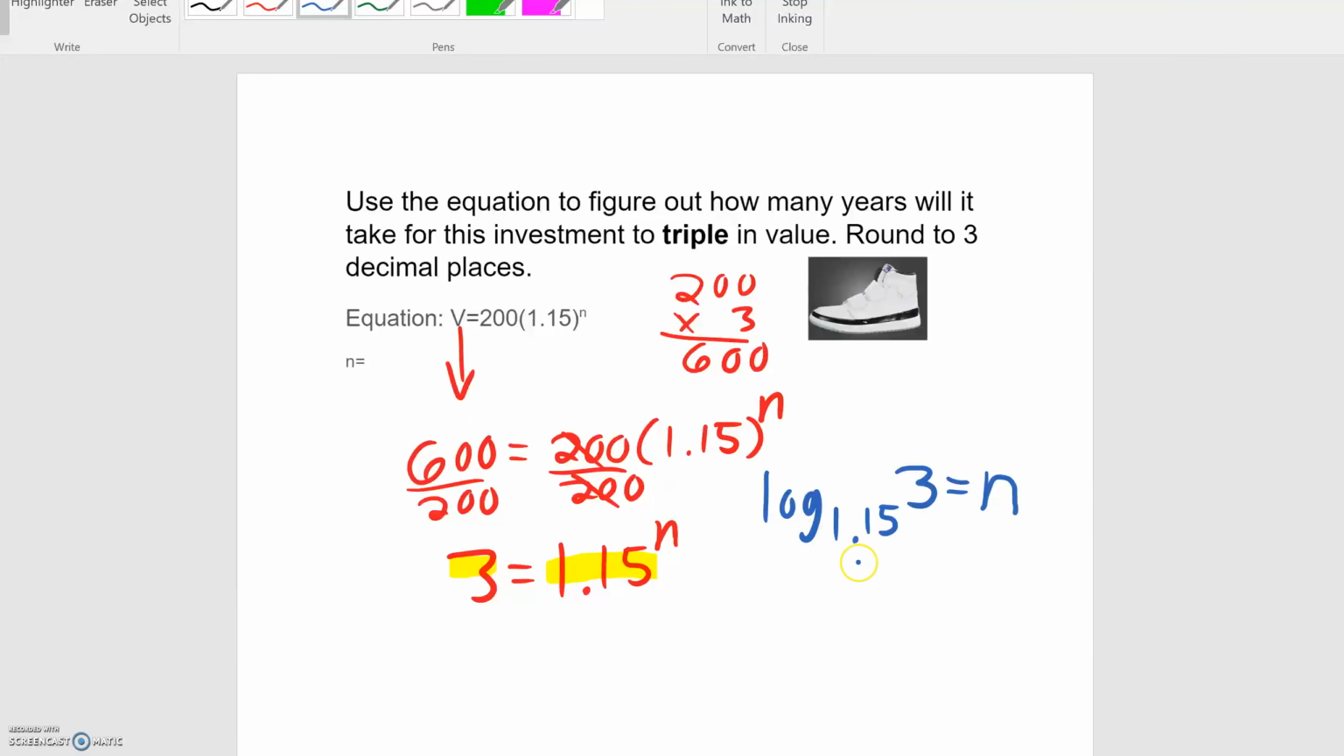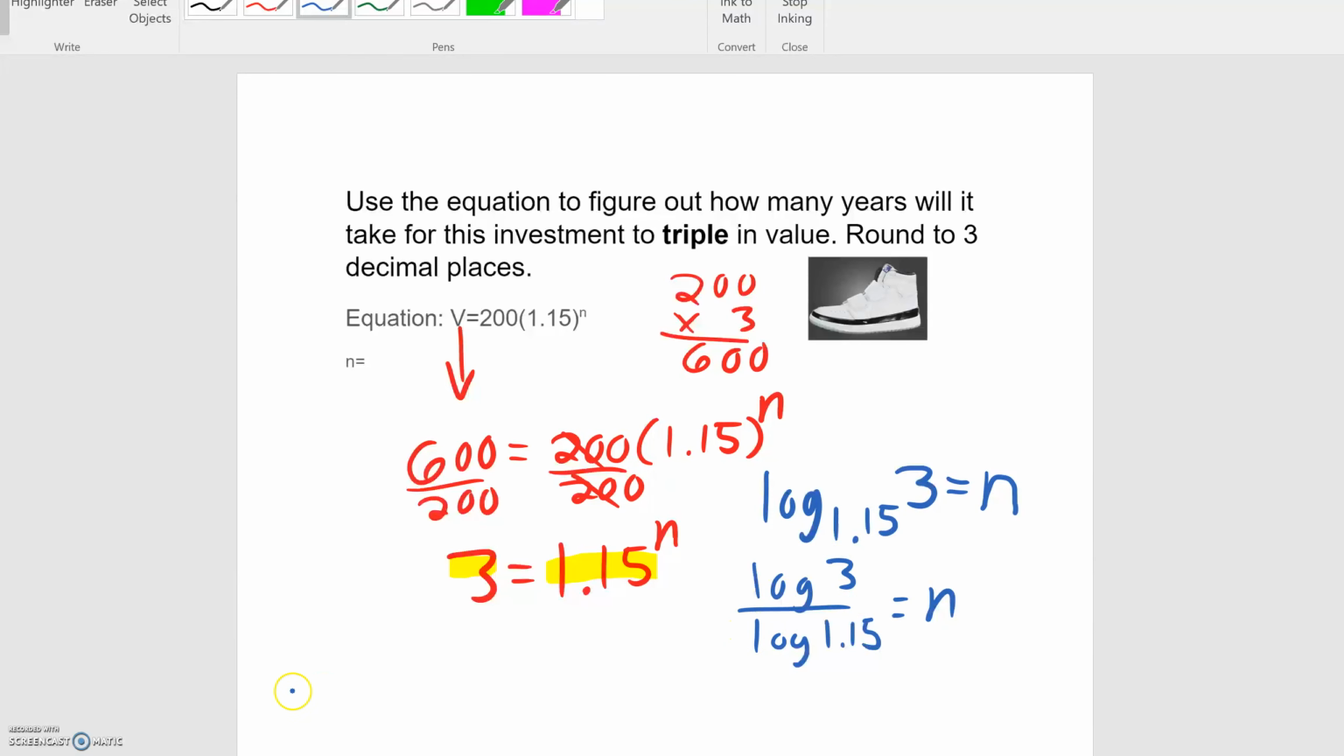Okay. Now, you know that if I get a calculator out, there is no button that lets me change the base. So I'm going to have to do the change of base formula. So that's log 3 divided by log 1.15. That equals n. And you got to remember that the order of this matters. Log 3 has to be in the numerator, and log 1.15 has to be in the denominator. If you flip it around, you will get the wrong answer. And the base is what always goes in the denominator of this thing.